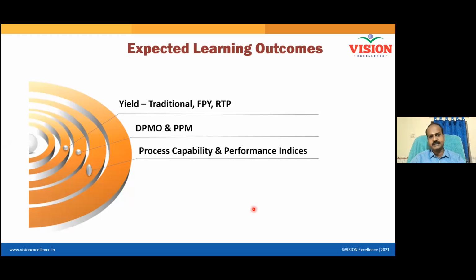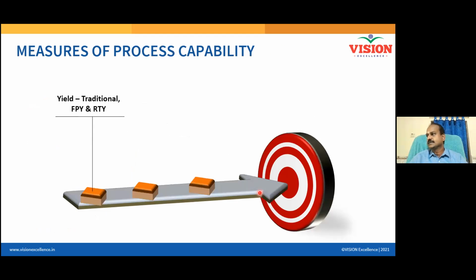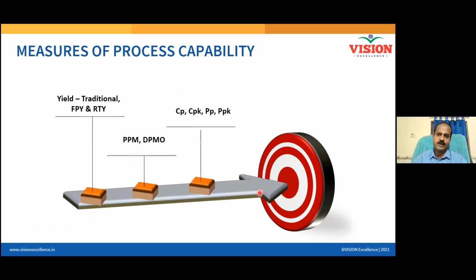So these are the topics: yield, DPMO, PPM, and then process capability and process performance indices. Process capability indices are Cp and Cpk, process performance indices are Pp and Ppk. So capability is measured at different levels. All of them are connected to sigma level.